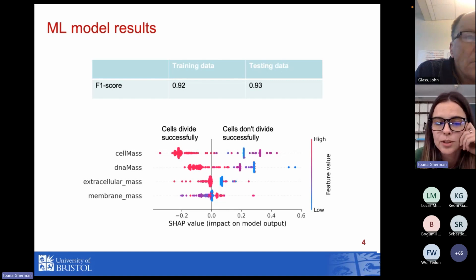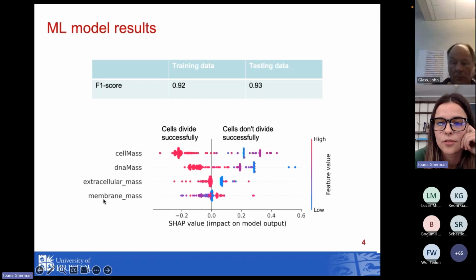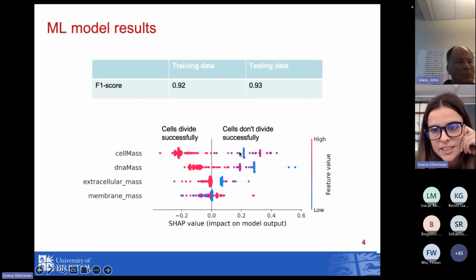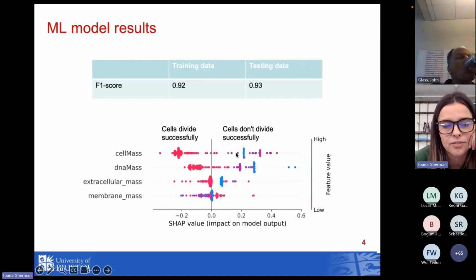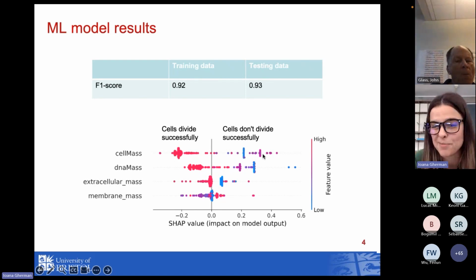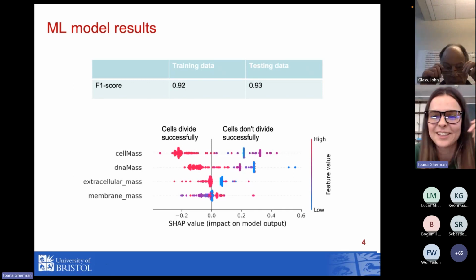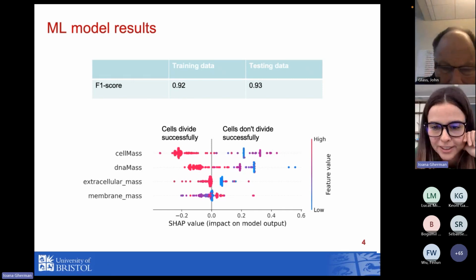And we were also able to look into what the classifier does. Here, these are the 4 features that we use, and we see that when the cell mass is high, for example, the algorithm is likely to predict that the cells divide successfully in 6 generations. If this is lower, it's likely to predict that they won't divide, which makes sense biologically. If there's not enough stuff there, the cell will probably fail to divide.